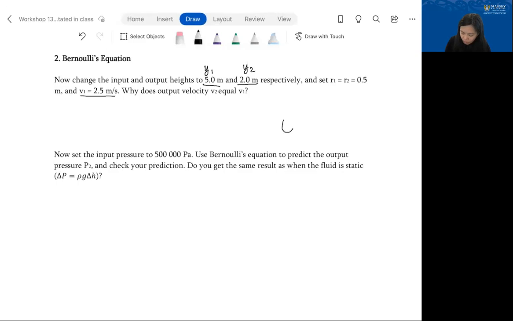So essentially you have the pipe the same and you're just changing the elevation without changing the radius. So it's the same area there. Speed there is the same as the speed there. So why? Why is the speed the same even if we change the height?